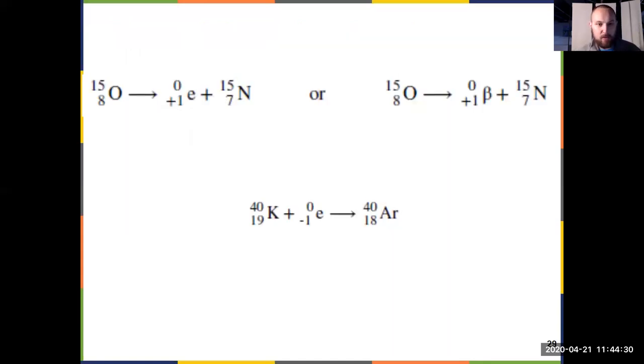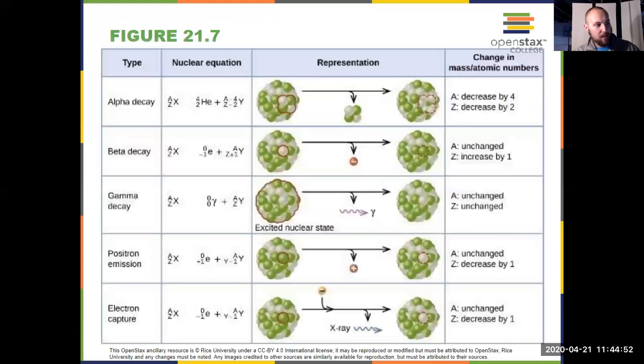Okay? On the top, shown here is positron emission. On the bottom is electron capture. Notice in both of those situations, our mass number stays the same, but our atomic number decreases by 1. Okay? So we, again, affect the neutron to proton ratio now to move up closer to the belt of stability. All of those processes are summarized on this figure from your textbook, 21.7. You should be familiar with each of the 5 types of radioactive decay.